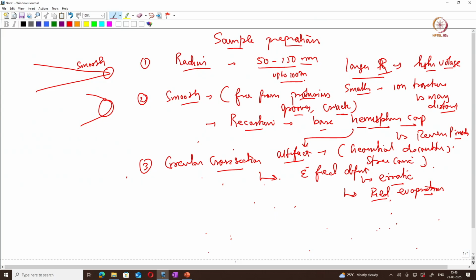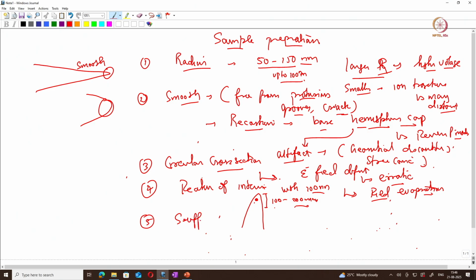Fourth is the feature of interest. The feature of interest should be within 100 to 200 nanometers. So in a needle specimen, if you have a certain precipitate, that precipitate should be within 100 to 200 nanometer distance. This is one more condition. The fifth condition is sufficient specimen length, and also the absence of secondary tips.